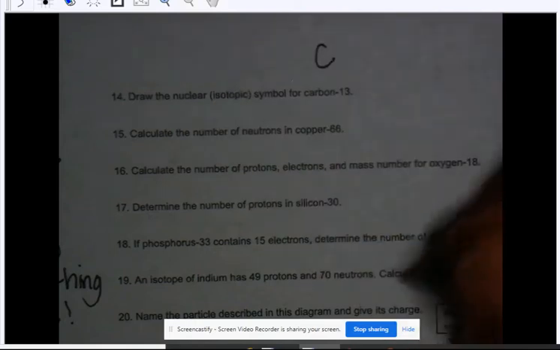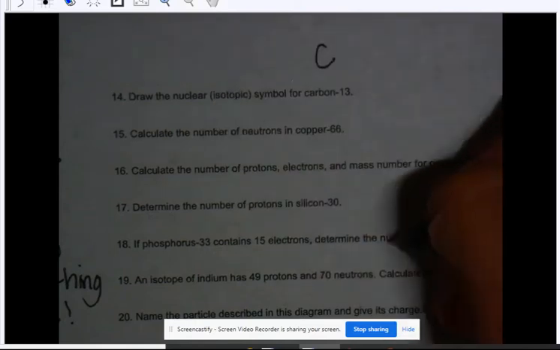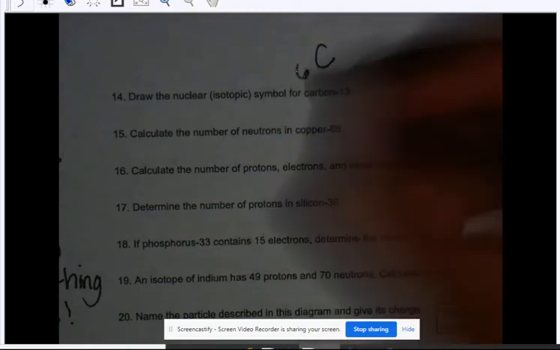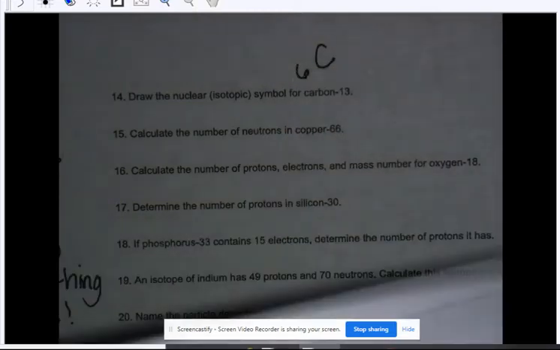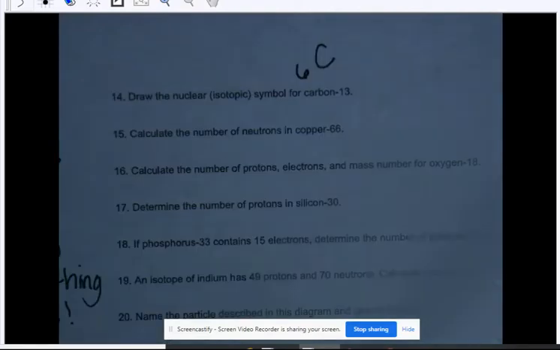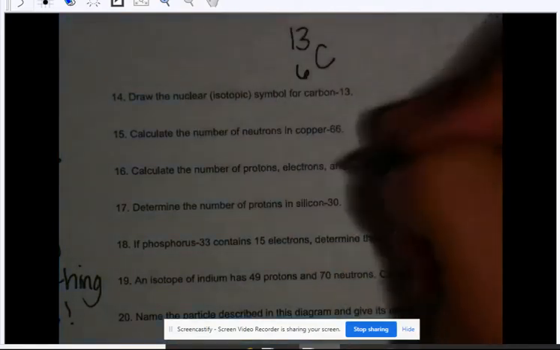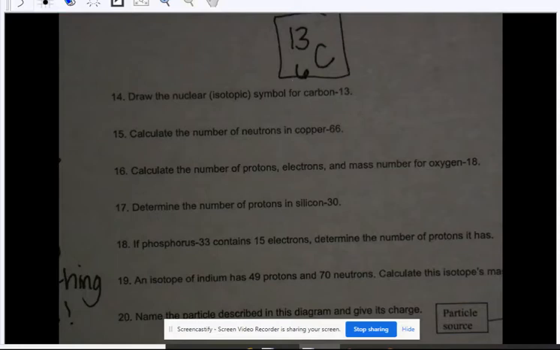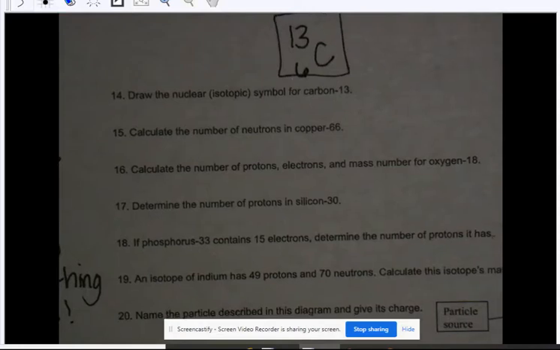So C, and then we put the atomic number on top or bottom? Bottom. So we're going to put a 6 down here. We're just grabbing this from the periodic table. From the periodic table, your atomic number is always the number that's listed at the top. And then we are going to put 13 above it. Okay, so there's our nuclear symbol.